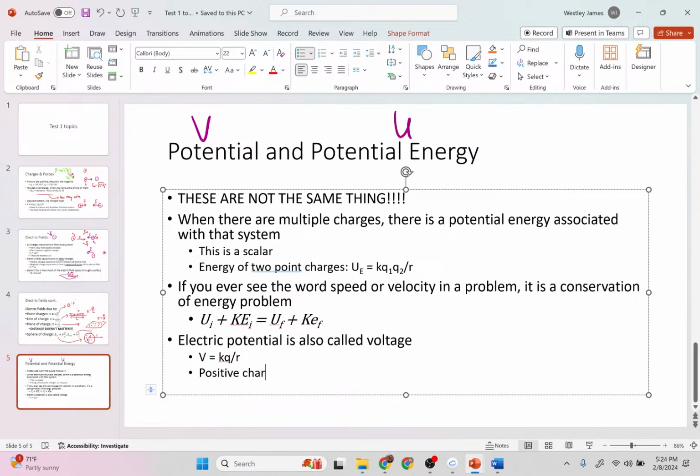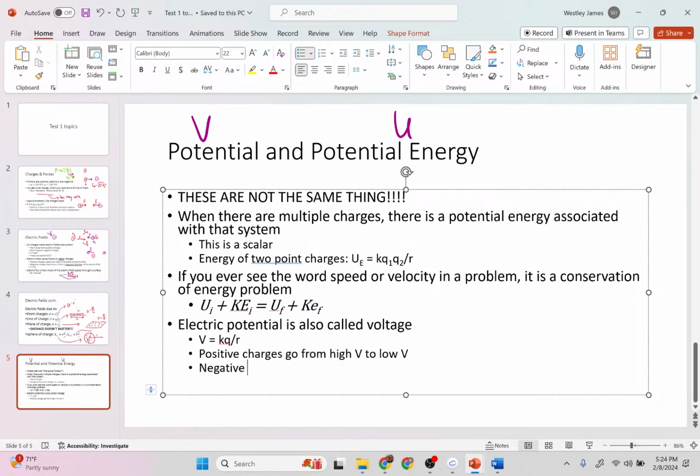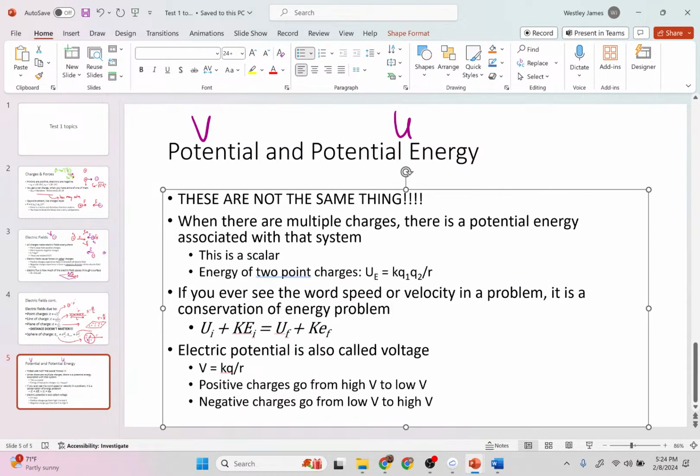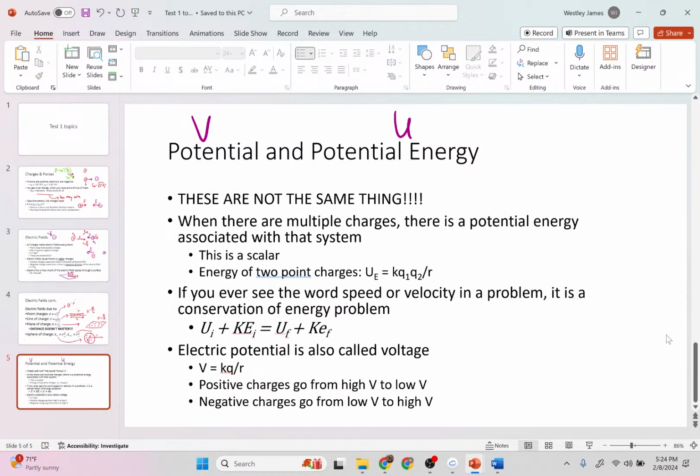Positive charges go from high V to low V. Negative charges go from low V to high V. Okay? Everything wants to go to lower energy. Voltage is not energy. Positive charges go from high to low. Negative charges go from low to high.